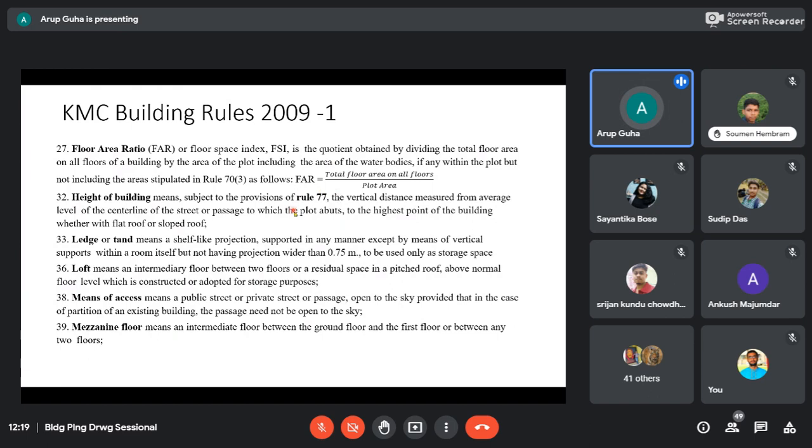Actually, the building rules are tabulated. This 27 means clause 27, which talks about floor area, so I started with this 27. Then 32 tells about height of building. Likewise, your height of building is well defined in rule 77. These are the rule numbers. Okay, so we will gradually come to this. You do not have to remember everything right now, it is not like that.